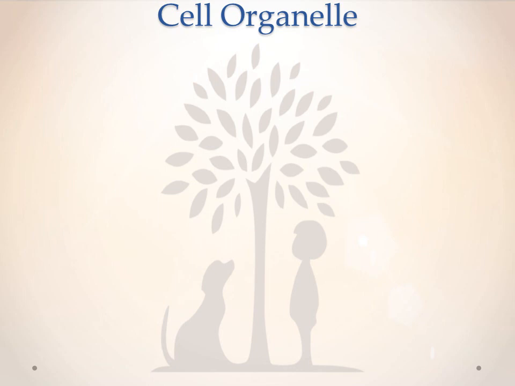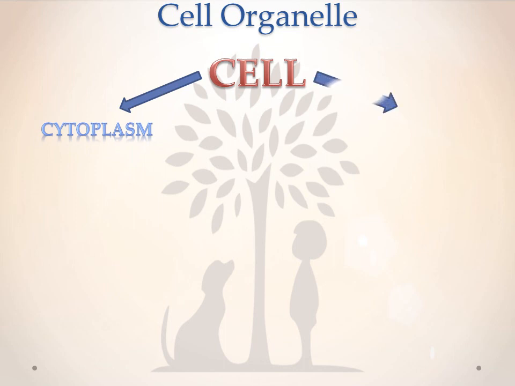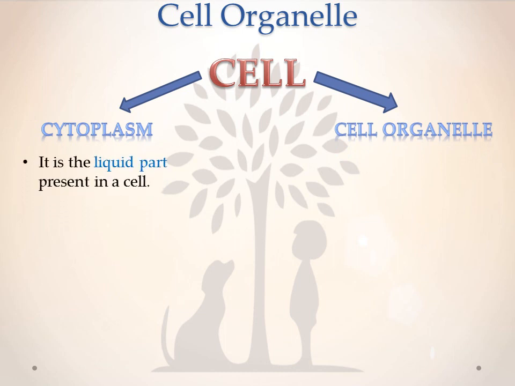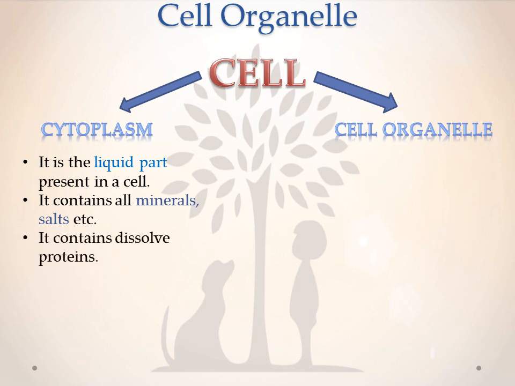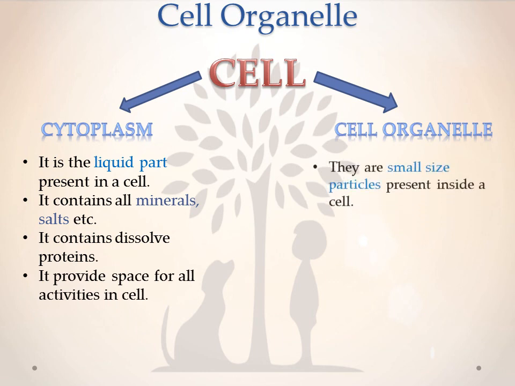Now we are going to discuss cell organelles. First of all, we have to know what a cell organelle is. In a cell there are two parts: the first part is cytoplasm and the second part is cell organelles. First, we will discuss the cytoplasm. It is the liquid part present in the cell. It contains all minerals and salts, and dissolved proteins, and it provides space for all activities in the cell.